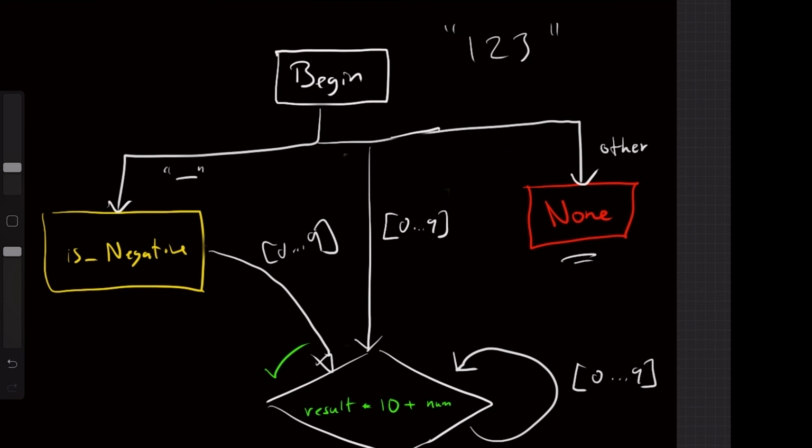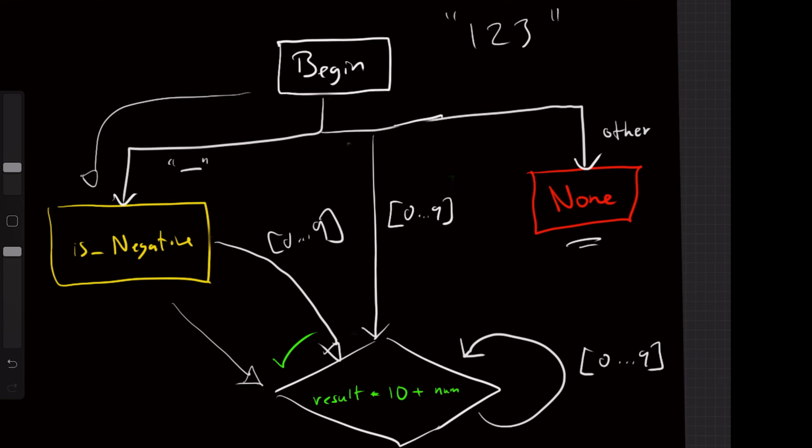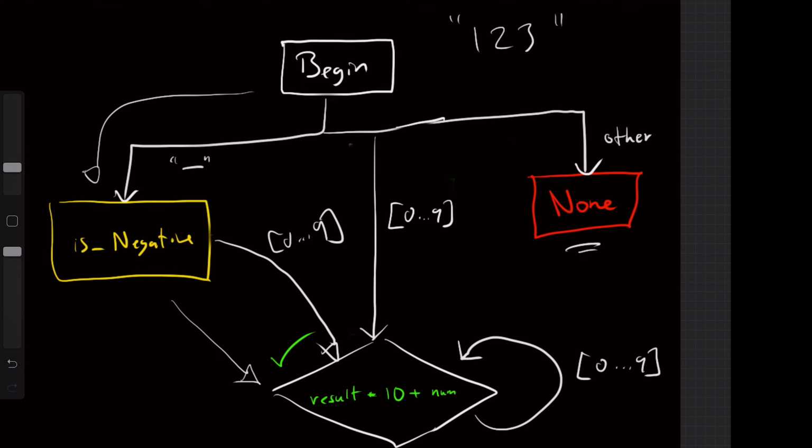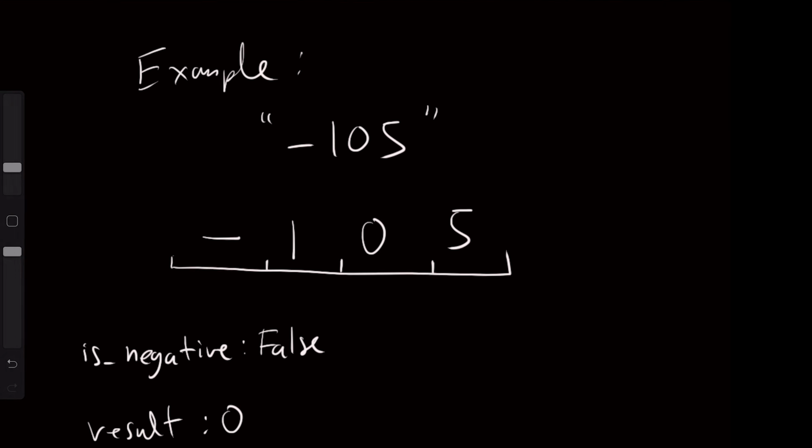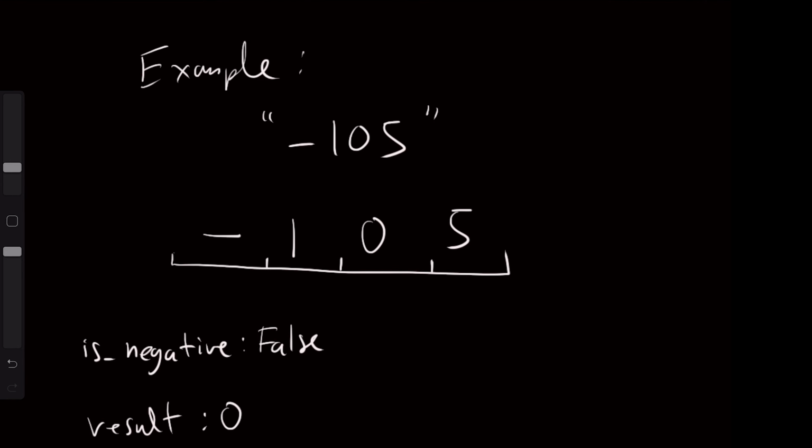Pretty much what you do is you go through this flowchart. In the beginning, if it is negative, then you remind yourself that the number is negative. Then if you see a lot of digits, you're going to multiply the result times 10 plus num. Now, what do I mean exactly by times 10 plus the number, and how are you going to do it? Well, you have to understand how we read strings. Imagine an example, minus 105.